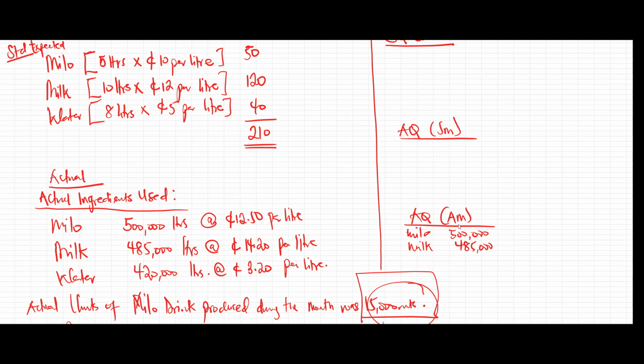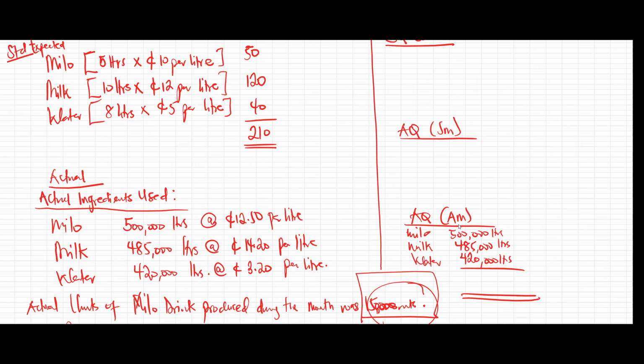Then water. I said how many units were produced? 15, right? It should be 150. Sorry, 150,000 units should be produced. Okay. Milk was 45,000 liters. And then water was what? Actual. We are looking at actual. Actual is always in the proportion you actually mixed it. 420,000.